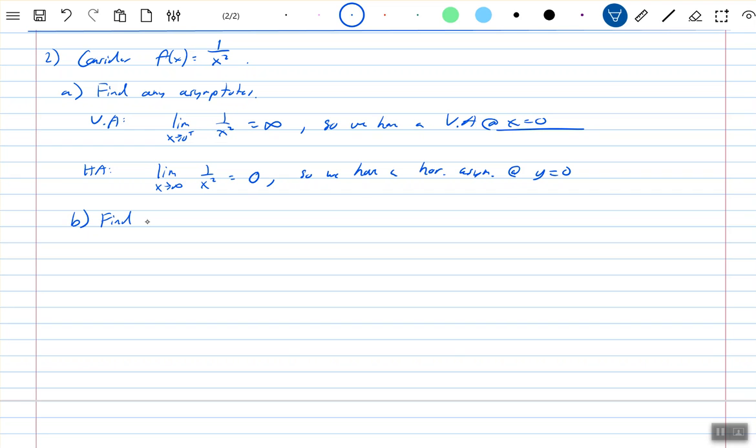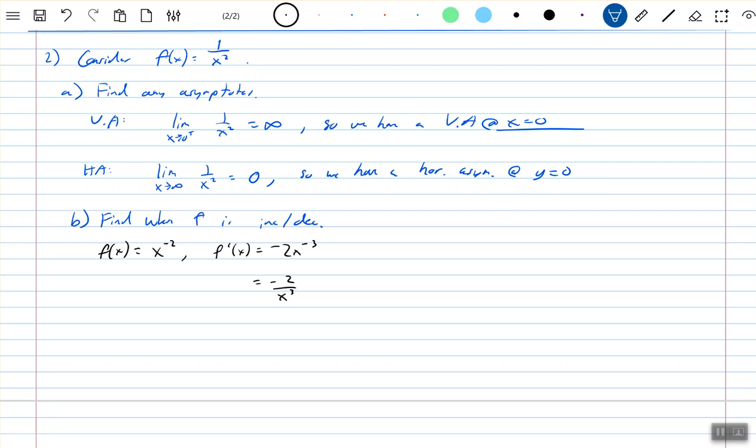Find where f is increasing and decreasing. So I'm finally going to change colors again. How do we do that? Take the derivative, set it equal to 0, find our critical points, check our intervals, and determine the sign of our test intervals, and that will give us increasing and decreasing. But first we need the derivative. We know f of x is equal to x to the negative 2. So f prime of x is equal to negative 2x to the negative 3, or negative 2 over x cubed.